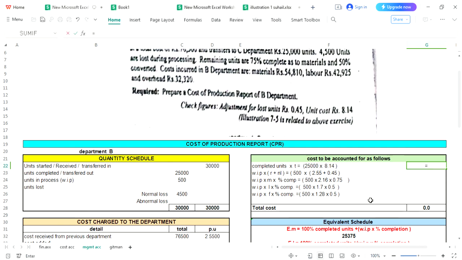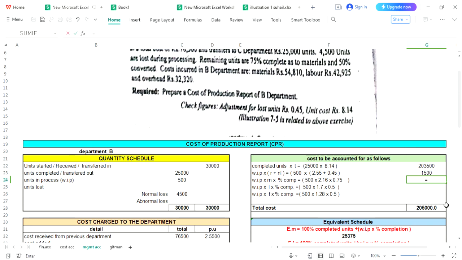First, we will calculate for completed units: 25,000, multiplied by 8.14. So the first element is calculated for total units. Now next, please put your attention over here on what we are going to write. So 500, we should put bracket first, 500, and then multiply, again bracket open, 2.55, and then plus 0.45. Please look at this. We have completed it. So we got the answer for the second line.